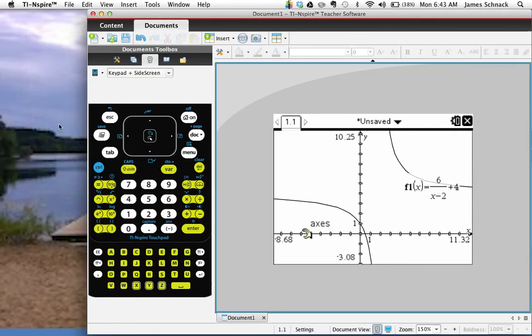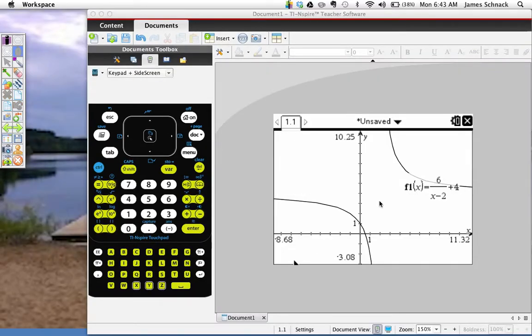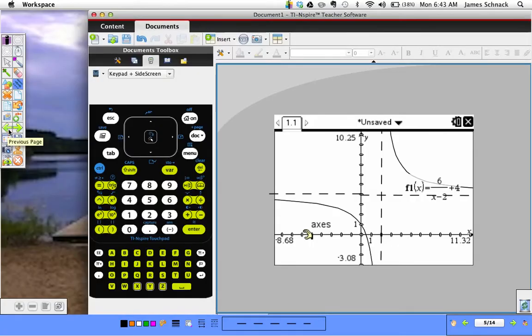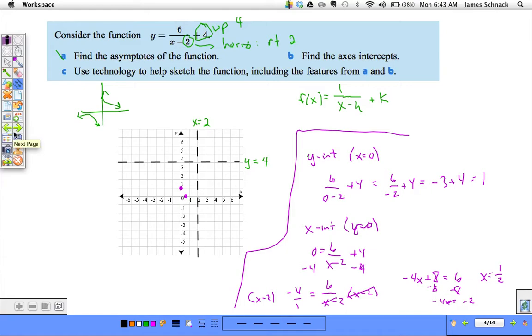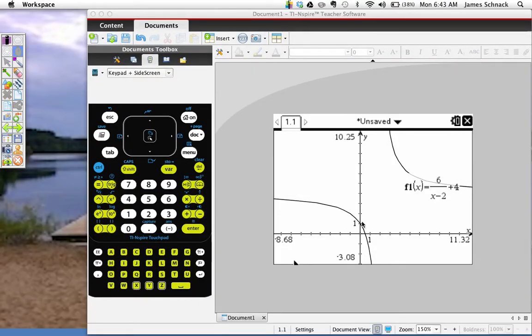And I'll show you that we do have our asymptotes in the right spots. At 2, there's our vertical asymptote, and at 4, we have a horizontal asymptote. So, looking at this, y-intercept of 1, x-intercept of 1/2, that looks about right here.